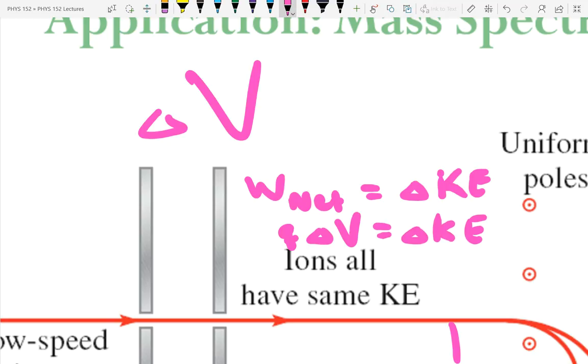Now, I wasn't careful about my signs. I just put q delta V and didn't pay attention. If it's a positive charge, then you're going to a lower voltage, and q delta V is going to be negative. If it's a negative charge, you're going to a higher voltage, and it's going to be negative. So technically, there's a minus sign there, but I'm just going to focus on the magnitude. And so kinetic energy is 1/2 mv squared, in the approximation that the initial speed was approximately 0.